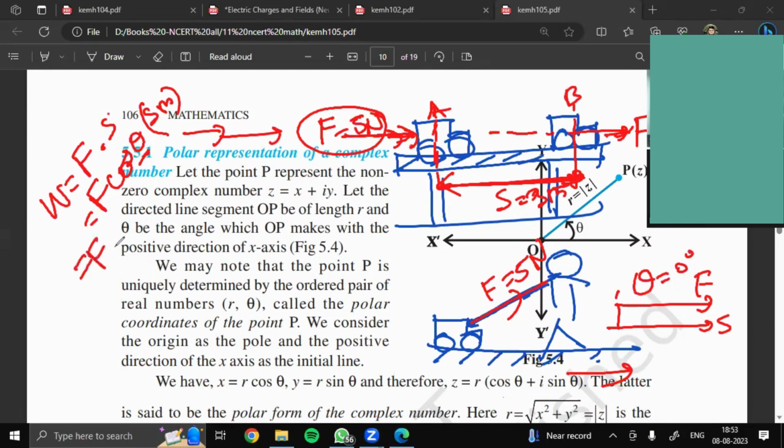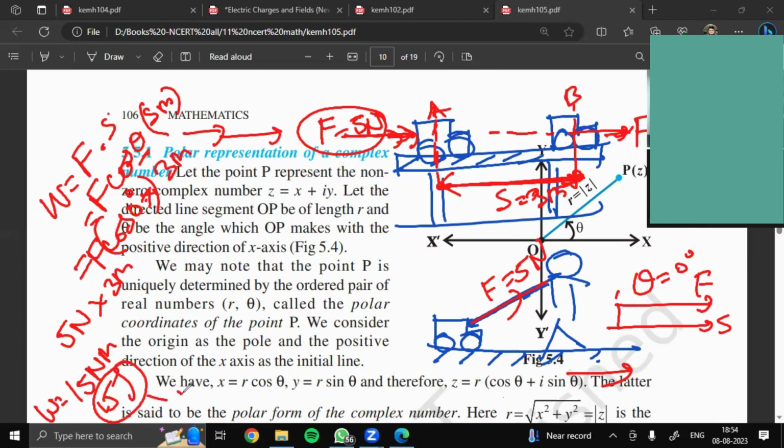So it will be F into cos 0 degrees into 3 meters. So it's 5 newtons completely into 3 meters, because cos 0 degrees is equal to 1. Got it? So this is 15 newton meters, which is 15 joules of work done. This is case one, the ninth class level, where we don't even tell whether you are moving in the cos theta.